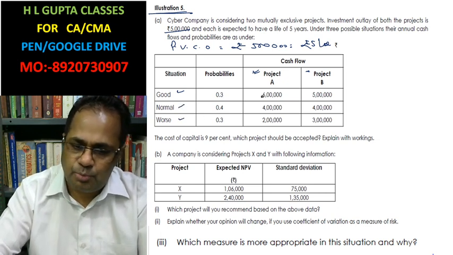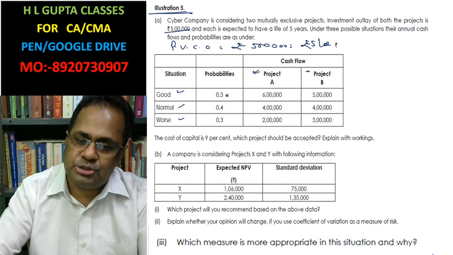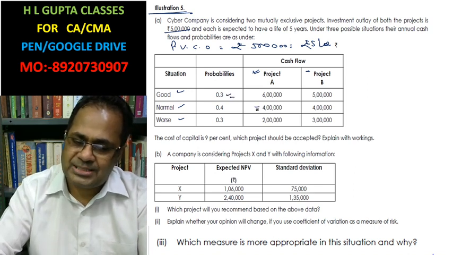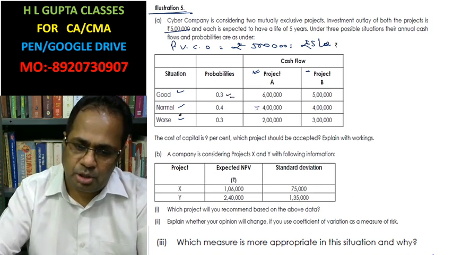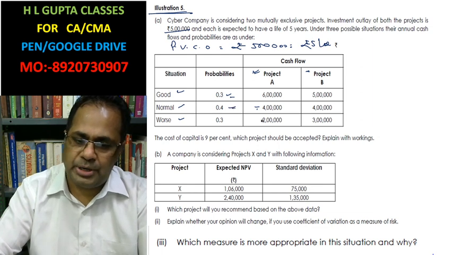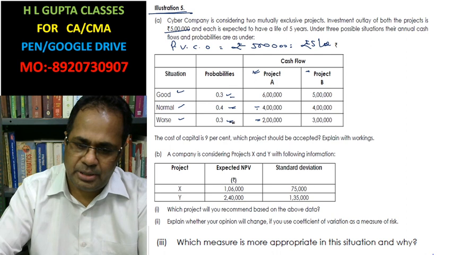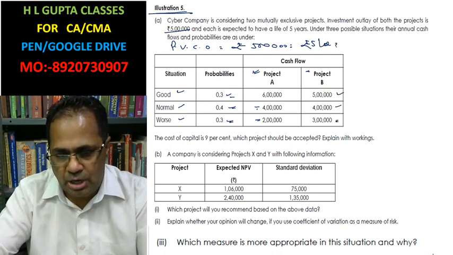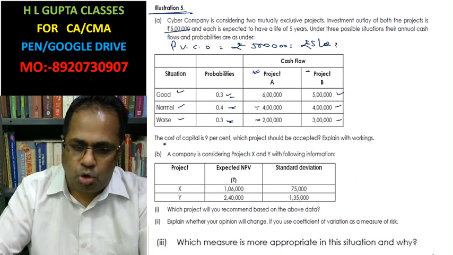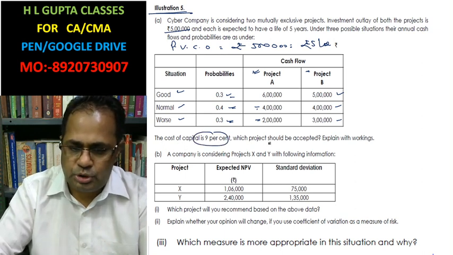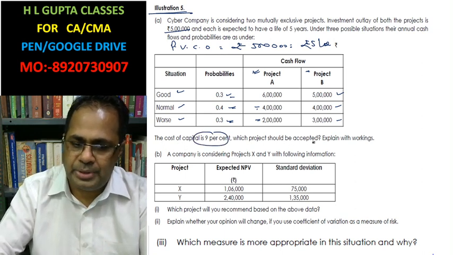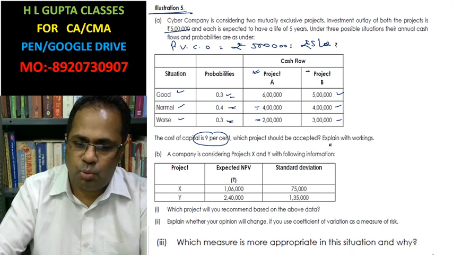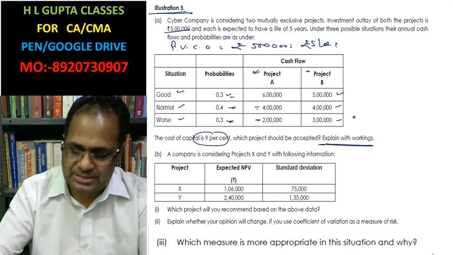6 lakh cash inflow for project A has probability 0.3, 4 lakh cash inflow in the normal case has probability 0.4, and 2 lakh cash inflow in the worst case has probability 0.3. Similarly for B it is 5 lakh, 4 lakh and 3 lakh. Cost of capital is 9%. Which project should be accepted? Explain with the working.